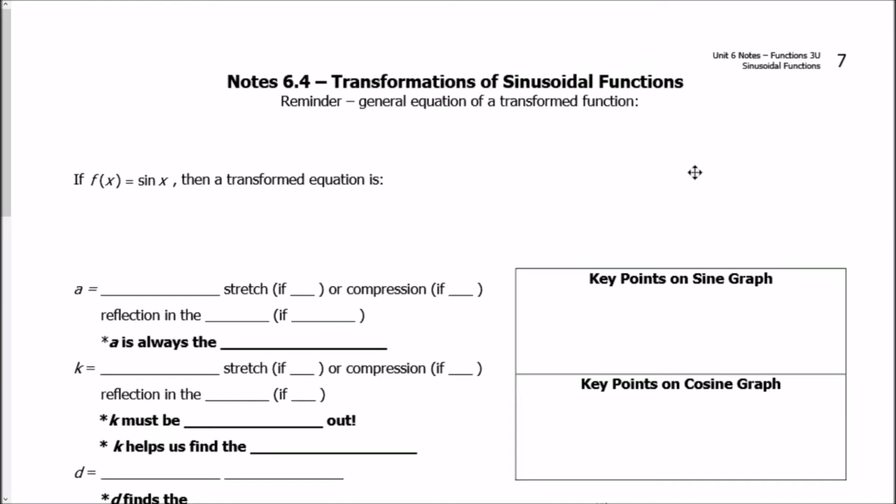Hi, ladies and gentlemen. Note 6.4 is on transformations of sinusoidal functions. So a reminder for the general equation of a transformed function, it's always going to be y equals a times f of k times x minus d plus c. Okay, and remember f is your rule.